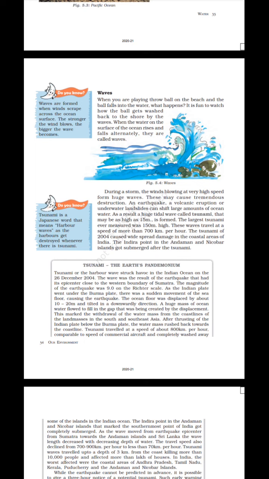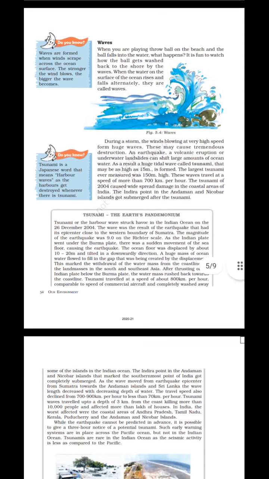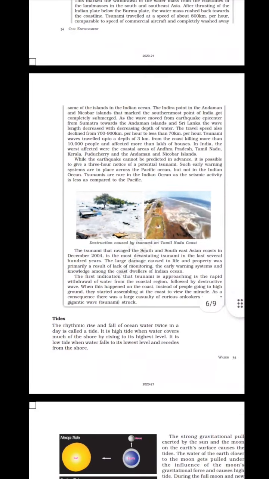A huge mass of ocean water flowed to fill in the gap that was being created by the displacement. This marked the withdrawal of the water mass from the coastlines of the land masses in South and Southeast Asia. After thrusting of the Indian plate below the Burma plate, the water mass rushed back towards the coastline. Tsunami traveled at a speed of about 800 kilometers per hour, comparable to the speed of commercial aircraft, and completely washed away some of the islands in the Indian Ocean.